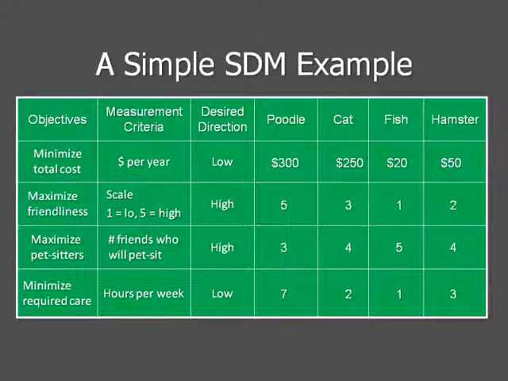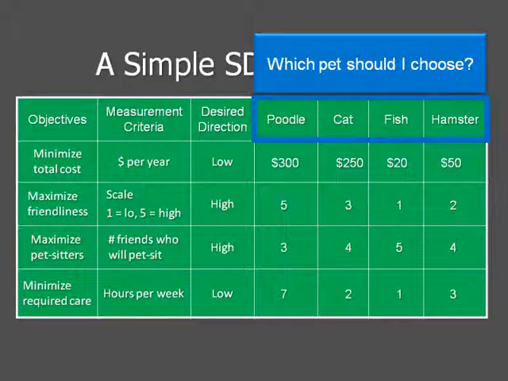So now what I have is a prediction of the consequences of taking any particular action, that is, buying or adopting any particular pet, on each of the 4 different objectives that I care about. Again, this consequence table is a tool that we're going to see a number of different times, and we're going to focus quite a lot of attention on this tool during the multiple objectives module. The question is now, which pet should I choose?